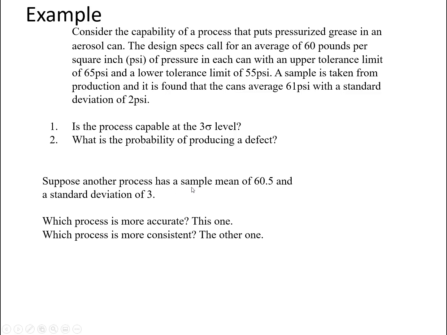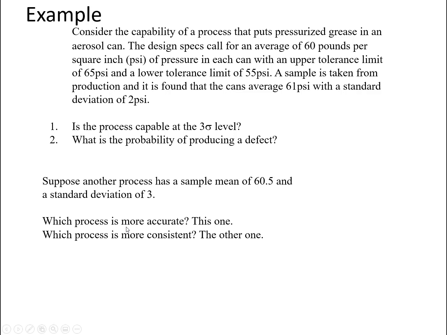Suppose another process has a sample mean of 60.5. So now they only changed the mean, before it was 61, now it is 60.5. And they also changed the dispersion, the deviation. Before it was 2, now it is 3. Now you need to check. Also use the Q1 macros, and also construct a histogram. So please do it. In this way you will understand the process of 6 sigma, 3 sigma, 4 sigma clearly.